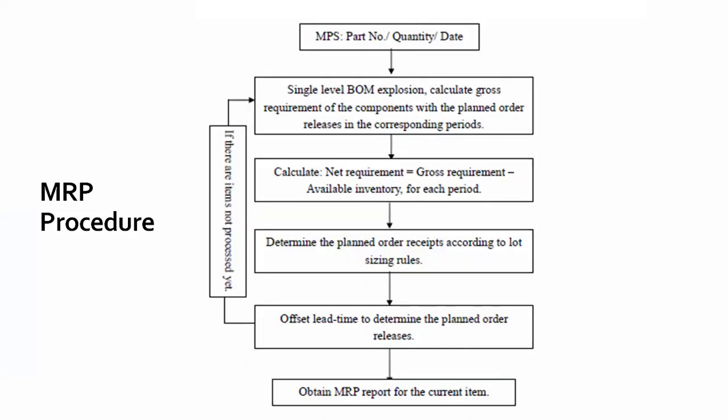This is the MRP procedure flow chart. When a question comes, you have to make this flow chart. The MPS gives the part number, quantity and date, with the single level BOM explosion. Calculate the gross requirement of the component with the planned order release in the corresponding period. Calculate the net requirement, that is gross requirement minus available inventory for each period. Determine the planned order receipts according to the lot size rule and offset time, which determines the planned order release, and obtain the MRP report for current items.